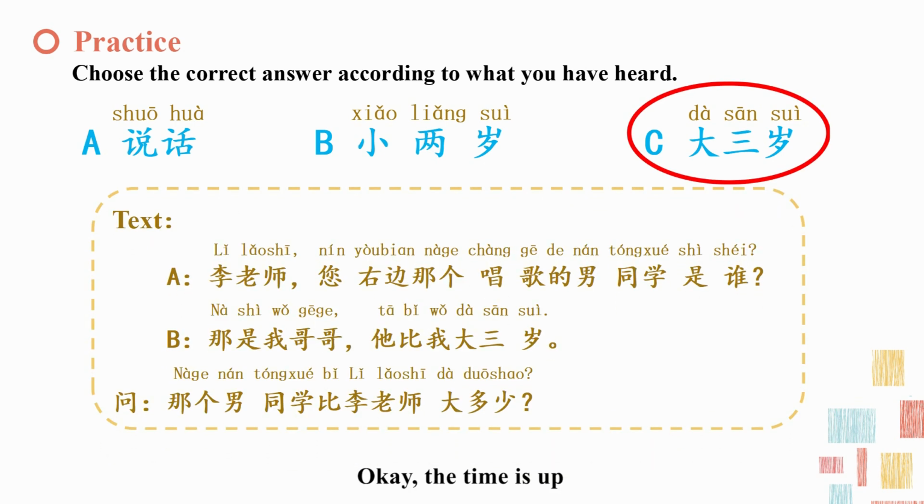Okay, the time is up. Please check to see if your answer is correct or wrong. The text is on the bottom of the screen, and the right option is circled already in red color.